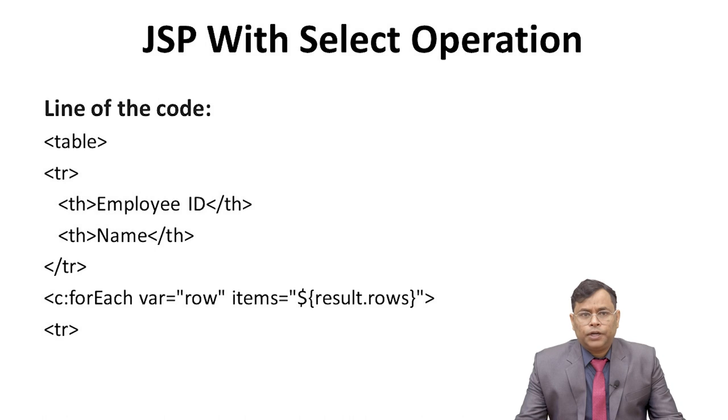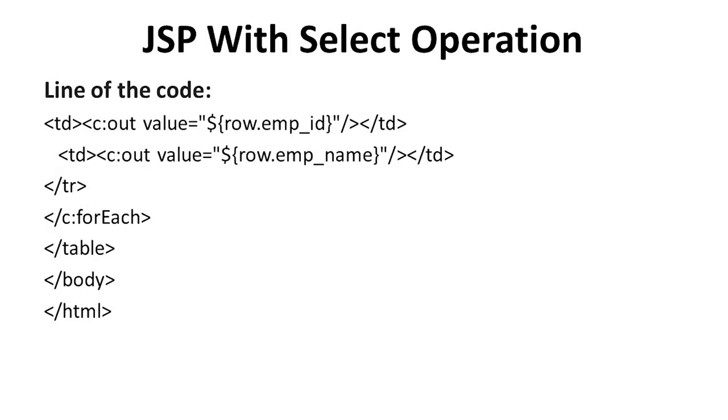In next line we use table row tag, and in next line we use table data tag. In this we use c:out value equal ${row.employee_ID}, and we close the td. In next line we use the tag td, and content here c:out value equal ${row.employee_name}, and we terminate the td tag.